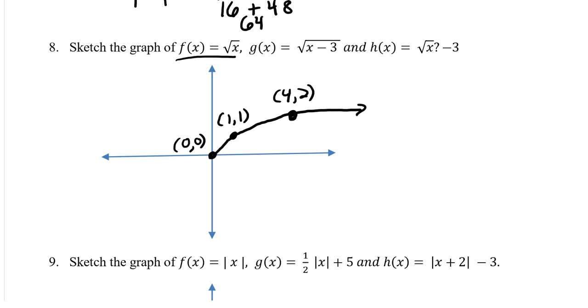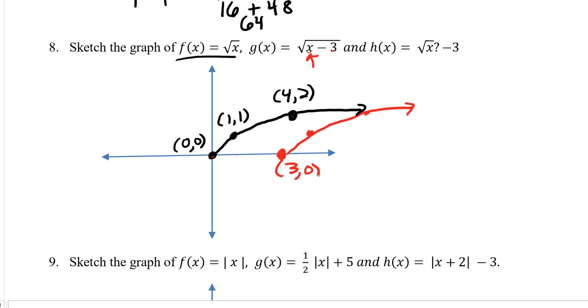Now what we want to do are a couple transformations. So remember here, if we're going to subtract 3 from the x, you should choose 3 larger values. So you should move 3 units to the right. So each of these points is going to move 3 units to the right. So exactly the same graph, but it would start at 3, 0. And so that's our graph of g of x.